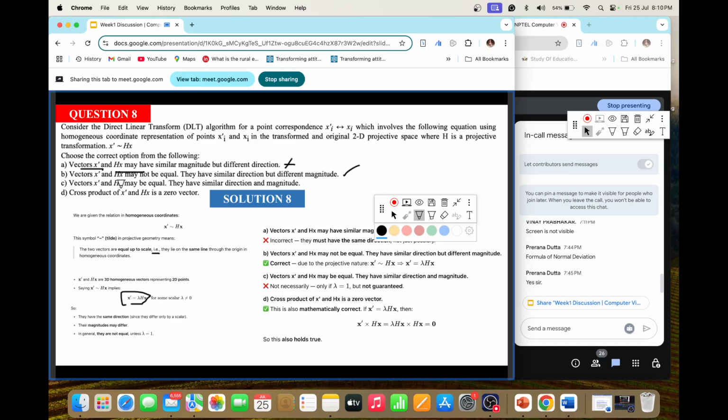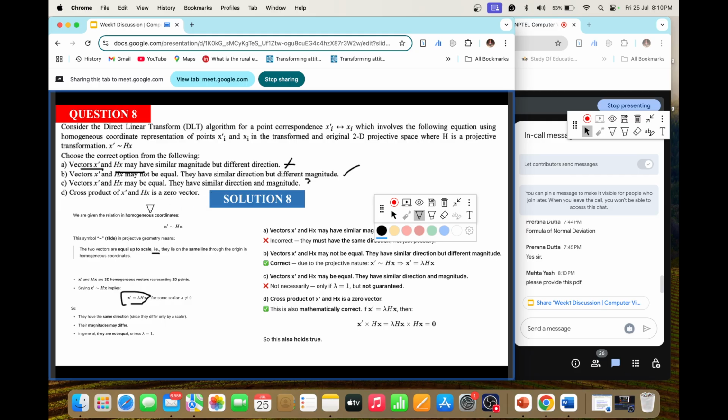Vector x dash and Hx may be equal, they have similar direction and magnitude. Actually they can have and they cannot have, because they can have it if lambda equals 1, then both will have similar magnitude as well as direction. Otherwise they have same direction but different magnitude, so for me this is wrong.